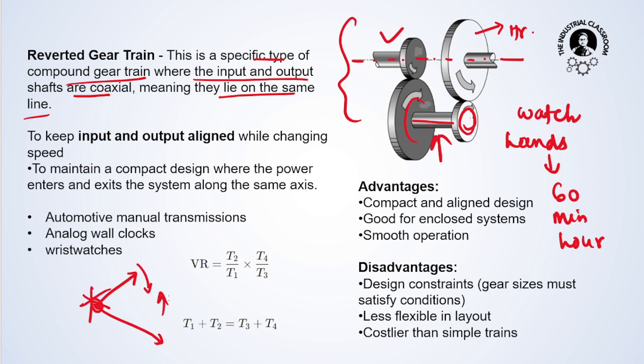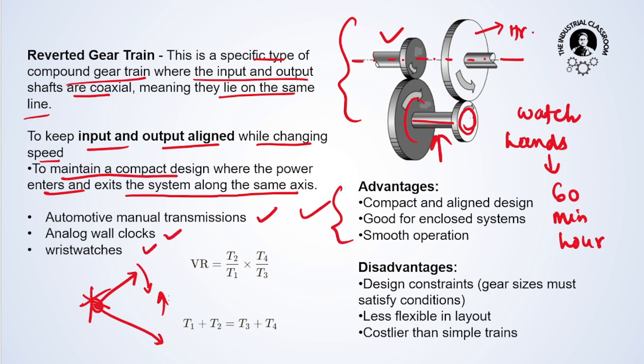different. Whenever we need to keep input and output aligned while changing the speed, we use the reverted gear train, to maintain a compact design where the power enters and exits the system along the same axis. Along the same axis there is input as well as output. For example, these are used in automotive manual transmissions, analog wall clocks, wristwatches. What are the advantages? They are compact, aligned design, good for enclosed systems and smooth operation.